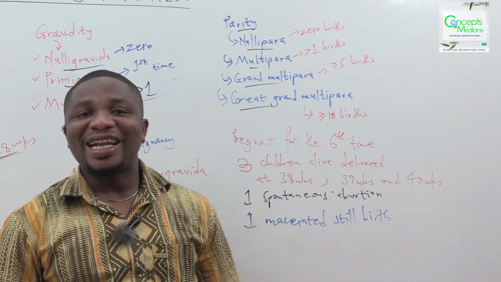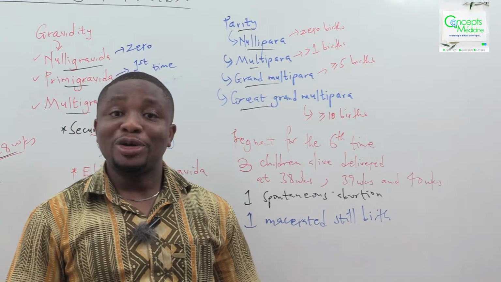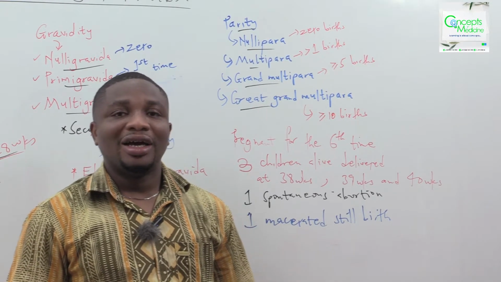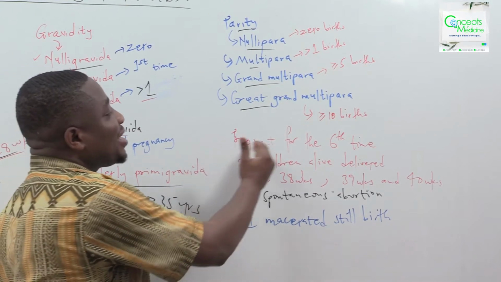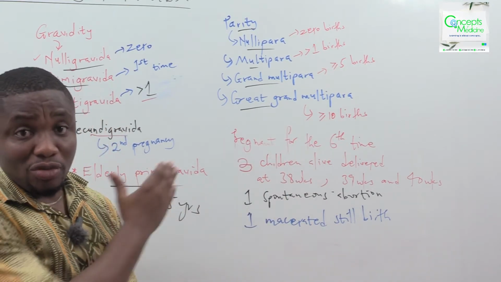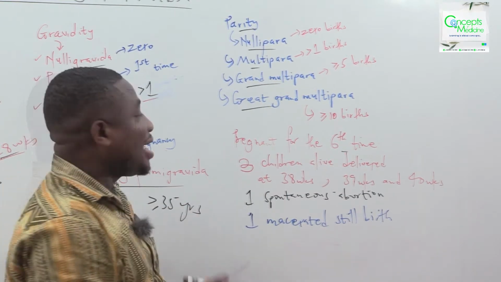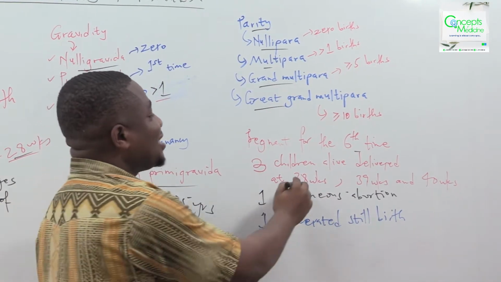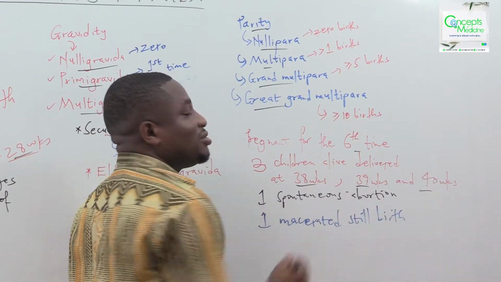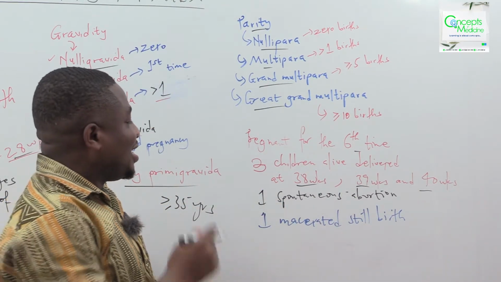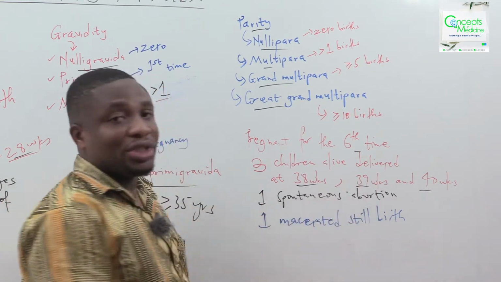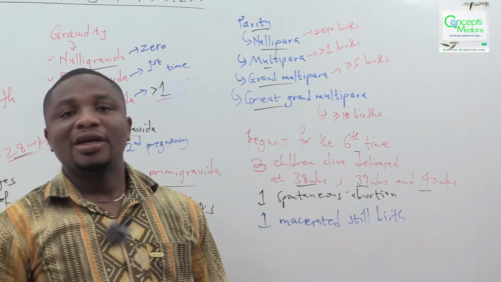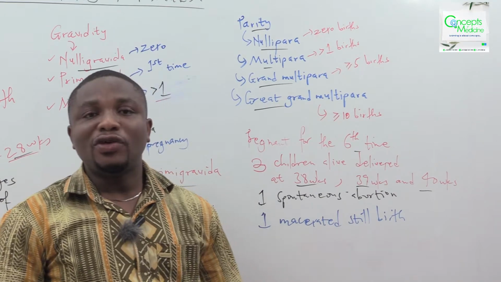Okay, let's have a look at the next example, which you are going to be solving, and I will be giving the answer immediately. The next example is a woman pregnant for the 6th time, has 3 children, all alive, delivered at 38 weeks, 39 weeks, and 40 weeks respectively. There's a history of 1 spontaneous abortion and also a history of 1 macerated stillbirth. What would be her parity formula?